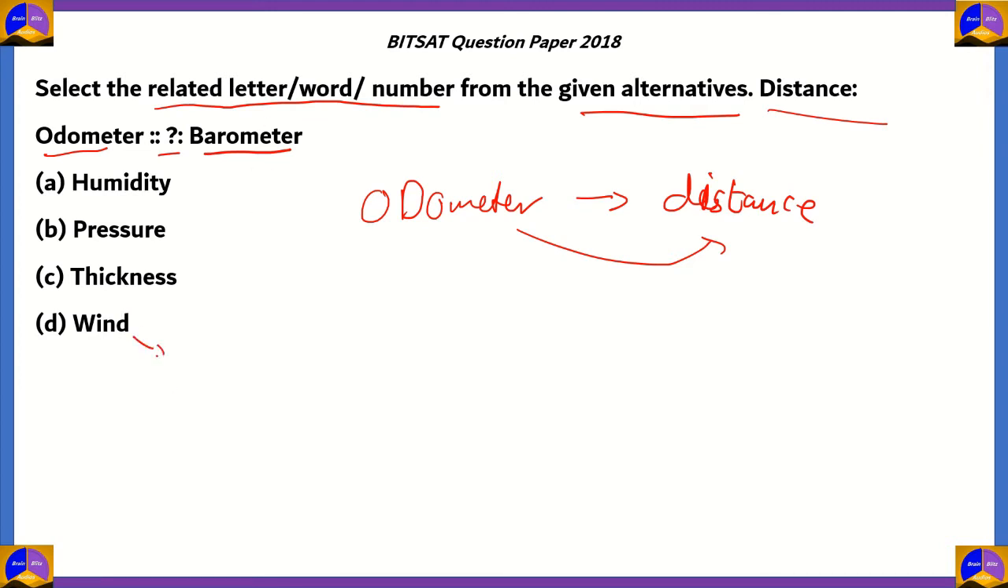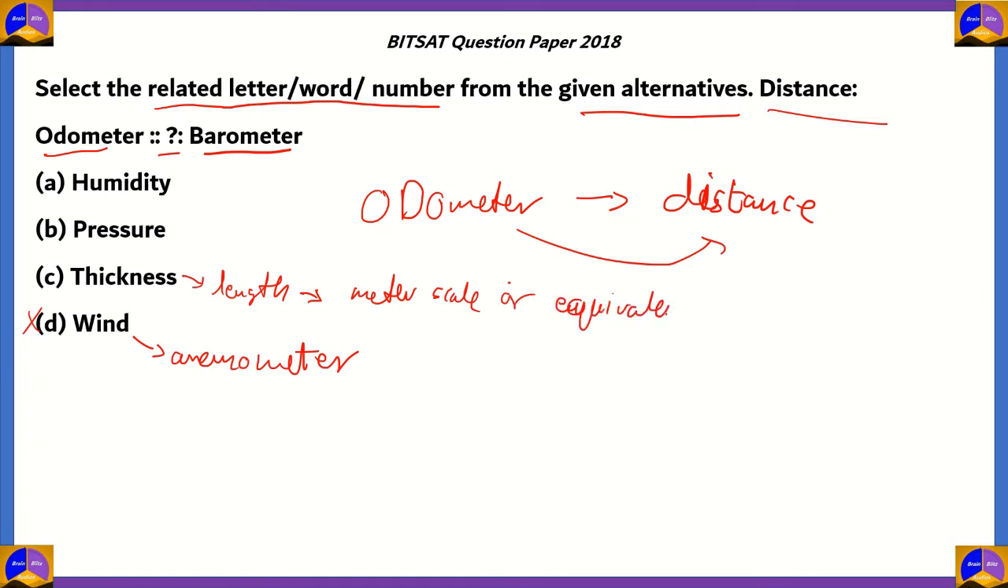Option D, wind, is measured by an anemometer for its speed and a weathercock for its direction. So therefore option D is incorrect. Option C, thickness, is basically the same thing as length. So it's basically distance or displacement that is being measured when you're measuring thickness. So that is done by a meter scale or an equivalent device. Like for example, for small wires, we use vernier calipers, screw gauges, etc.